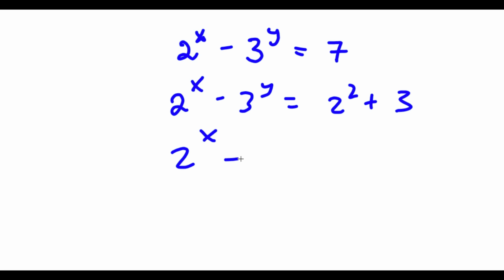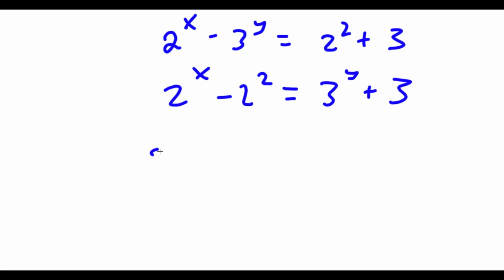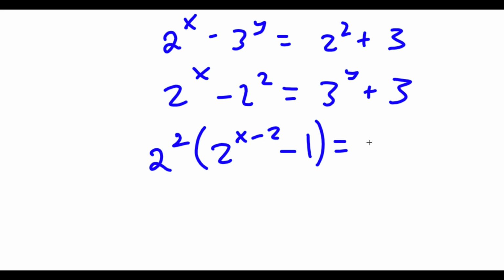So now I have 2 to the power of x minus 2 squared is equal to 3 to the power of y plus 3. Now if I factor out 2 squared from here, I get 2 squared times (2 to the power of x minus 2, minus 1) is equal to 3 times (3 to the power of y minus 1, plus 1).